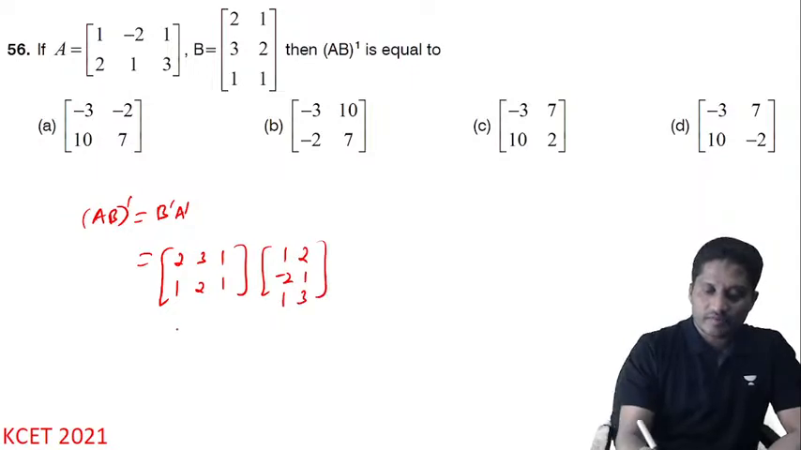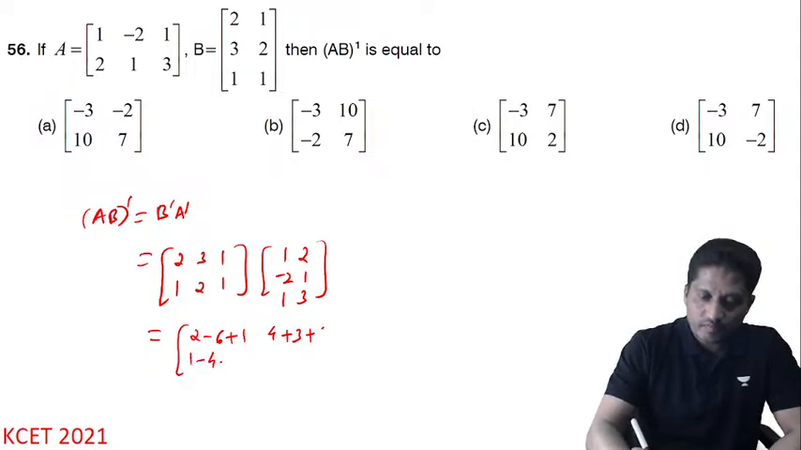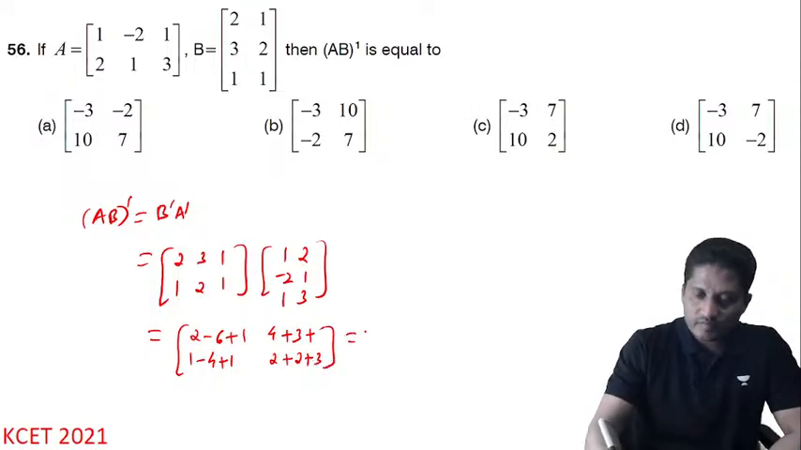Now let's multiply. First row, first column: you will get 2 minus 6 plus 1. First row, second column: 2 plus 3 plus 3. Second row, first column: 1 minus 4 plus 1. Second row, second column: you will get 2 plus 2 plus 3. So this is equal to the matrix minus 3, plus 10, minus 2 and plus 7. Answer is option B.